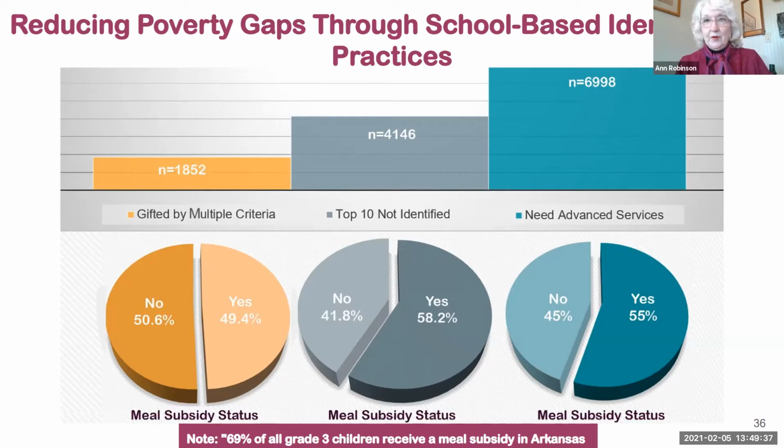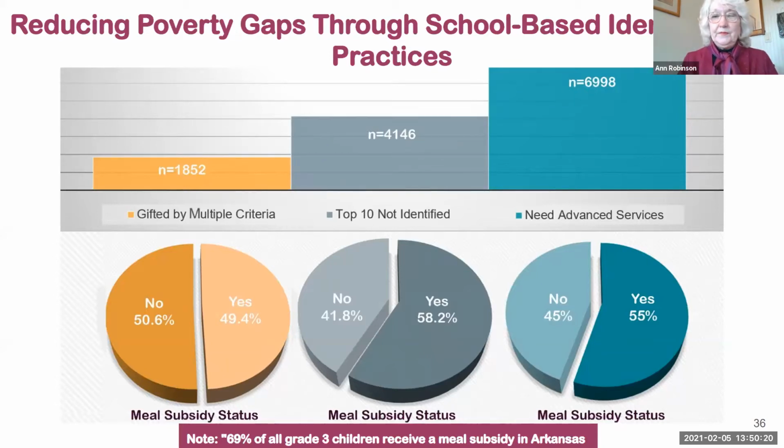It represents the number of children in the state who were identified by grade 3 through traditional but inclusive means. We call them gifted by multiple criteria. And if you look at the apricot pie chart, you can see that about half of those students in this context come from low-income households because they're eligible for meal subsidies. Sounds pretty good, right? But take into account the note at the bottom of this slide. 69% of all grade 3 children, or approximately 7 out of 10 children, are poor. That's disproportionality.